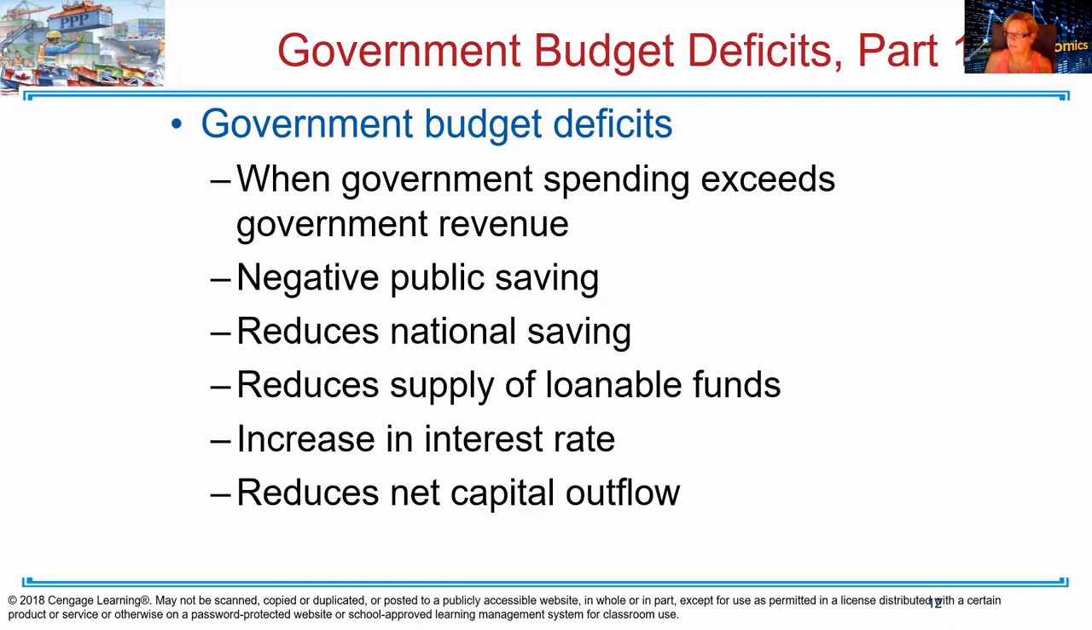Okay, so the government budget deficits, we talked about some of these, but let's look at it specifically for the purposes of an open economy. And remember, taxes minus government spending. Here, government spending is greater than taxes. So we have negative public saving. It reduces national savings, overall reduces the supply of loanable funds. It increases the real interest rate, right? I just want to throw that in there, which reduces net capital outflow.